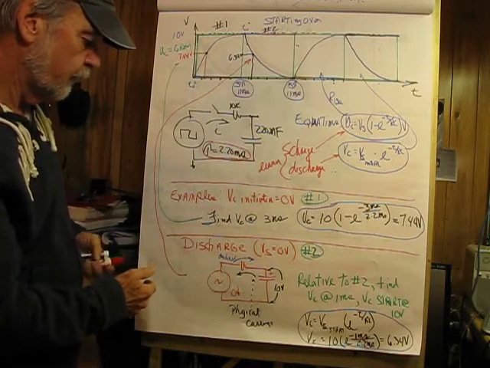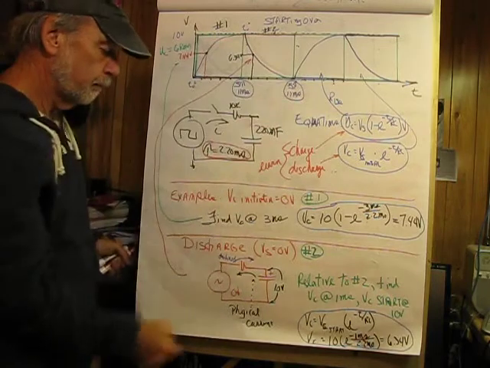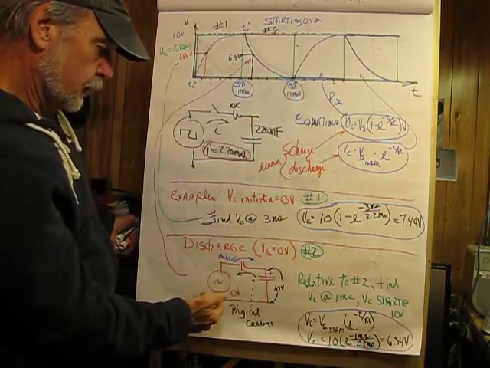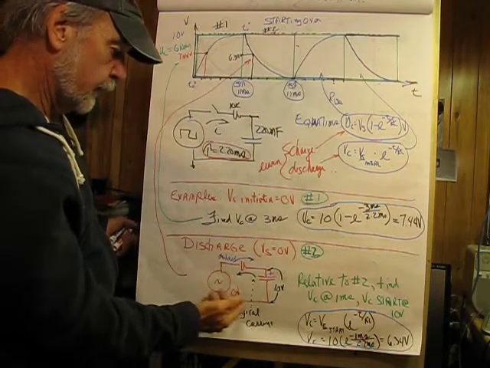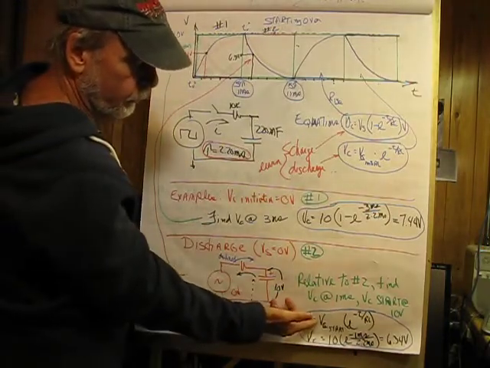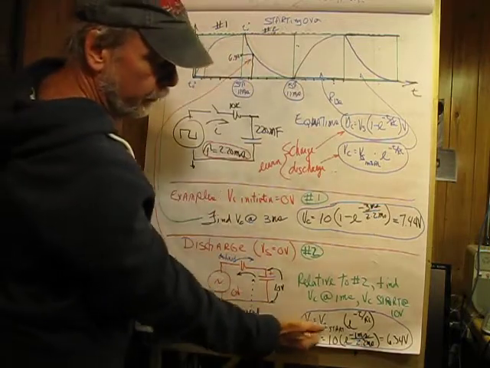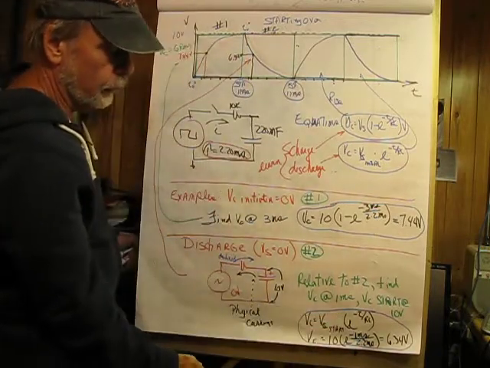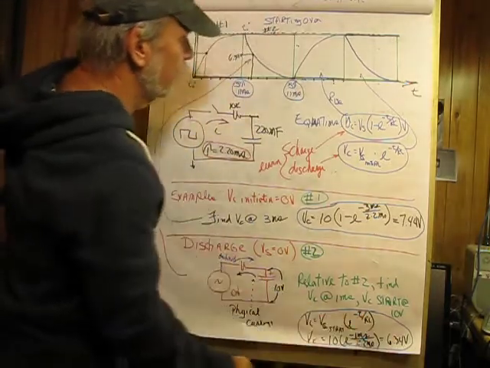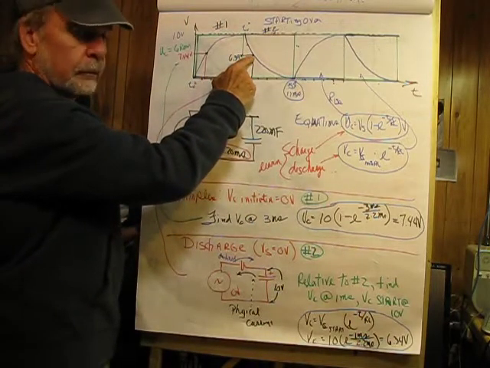So that would be one definition. And if we discharge, and this is going to be number 2 here, our mission is to find VC at 1 millisecond. So our equation would be VC equals VC start, and that would be 10 volts times the decaying exponential, and that would give us 6.34 volts, which would be right about here.